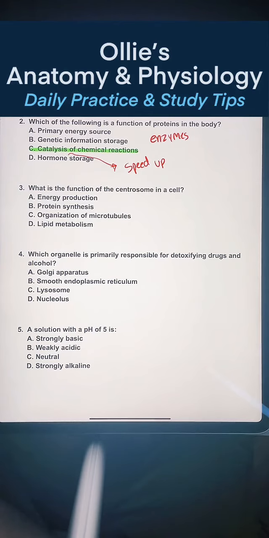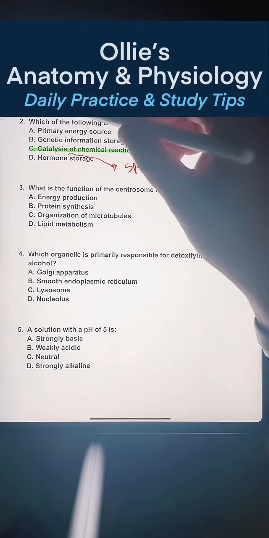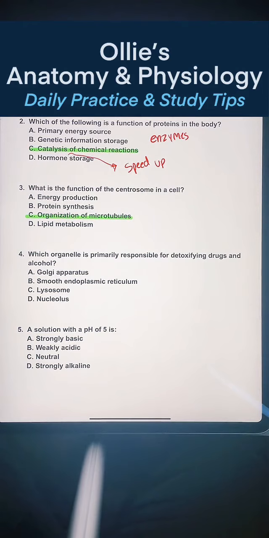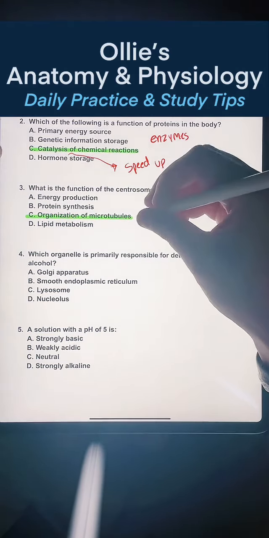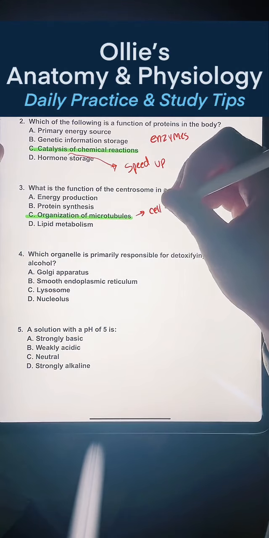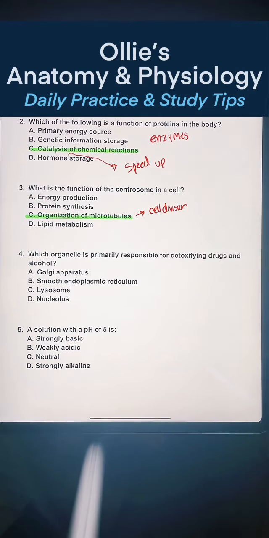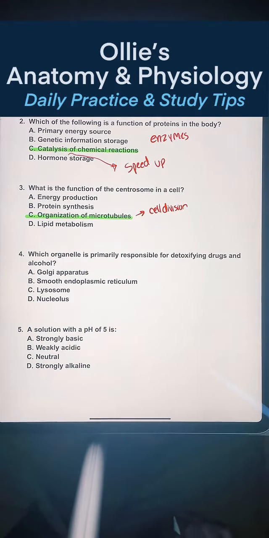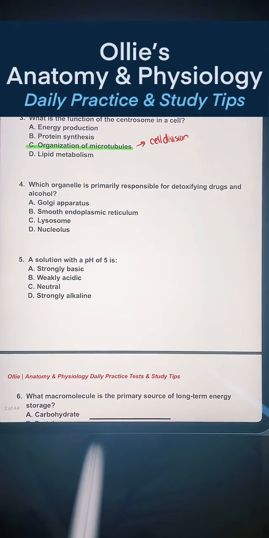But number 3, what is the function of the centrosome in a cell? The answer is C. It is the organization of microtubules. So the centrosome organizes microtubules, and microtubules are extremely important during cell division. Energy production would be the mitochondria, protein synthesis would be the ribosomes, and lipid metabolism, this would be the smooth ER. Alrighty. Number 4, which organelle is primarily responsible for detoxifying drugs and alcohol? What do you guys think it is?